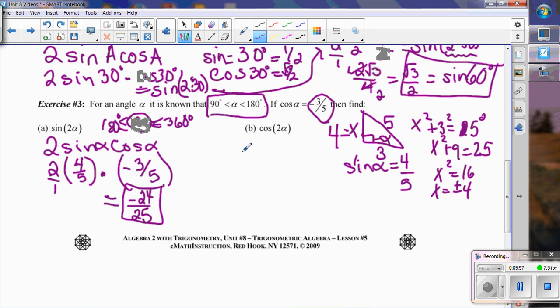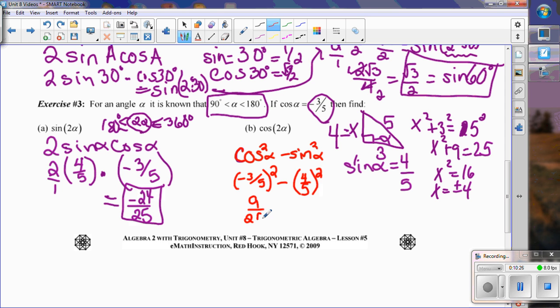So the cosine of our double angle, let me switch colors so you can see which one's which, is going to be cosine squared alpha minus sine squared alpha. What that really means is the cosine of alpha, which is negative 3/5, squared, minus the sine of alpha, which is 4/5, squared. When you square this one, you get 9/25. When you square this, we get 16/25. And when we subtract, we get negative 7/25.